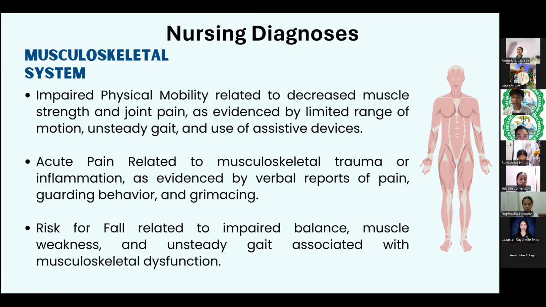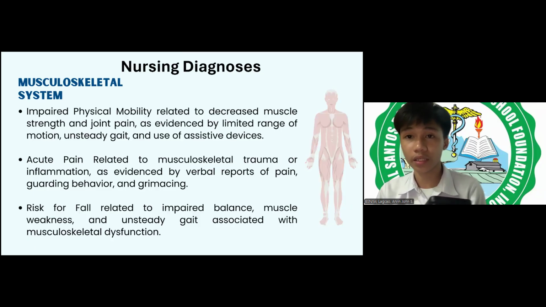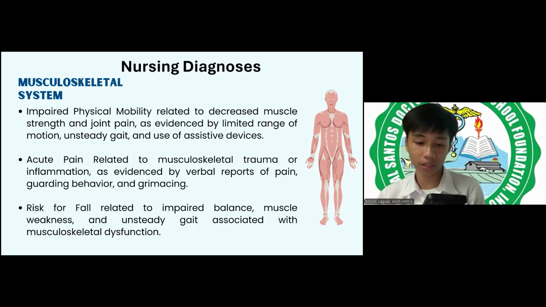So for the nursing diagnosis for the musculoskeletal system: impaired physical mobility related to decreased muscle strength and joint pain, as evidenced by limited strength, range of motion, unsteady gait, and use of assistive devices. Acute pain related to musculoskeletal trauma or inflammation, as evidenced by verbal reports of pain, guarding behavior, and grimacing. Risk for fall related to impaired balance, muscle weakness, and unsteady gait associated with musculoskeletal dysfunction.